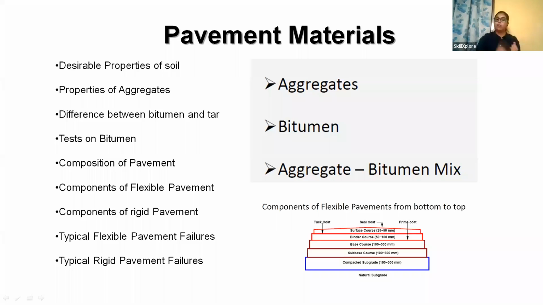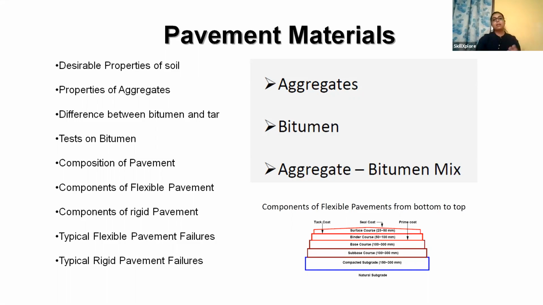Then the next thing is the composition of the pavement, how the pavement is composed, and the components of flexible pavement. The components of the flexible pavement will not be the same as the components of the rigid pavement. Both will be different. Why is it different? And what are the layers? What is the thickness of each of these layers? All these things, along with the cross-section figures, we'll be introducing.